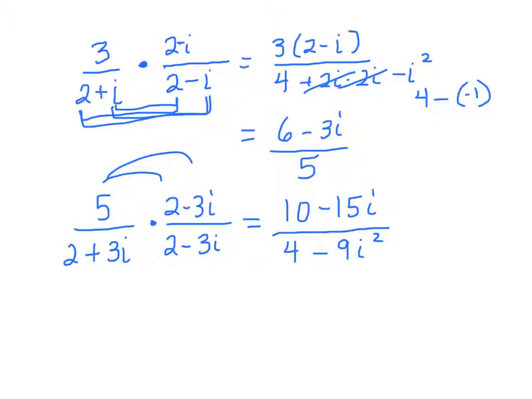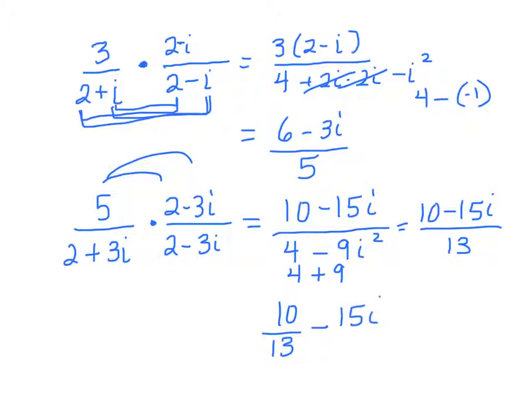What happened to the middle terms? Well, I don't need to write them because they're always going to cancel. So this is going to be 4 plus 9, which is 13. So I have 10 minus 15i over 13, which can be written like this: 10 over 13 minus 15i over 13. These are equivalent fractions.